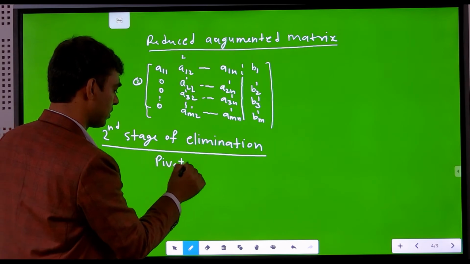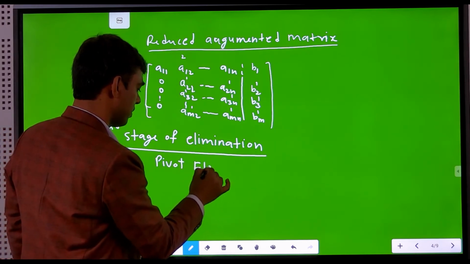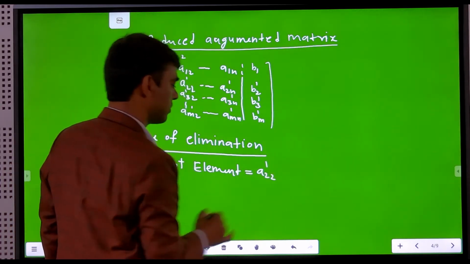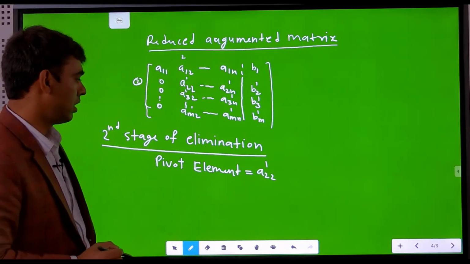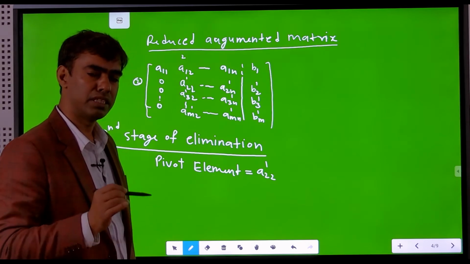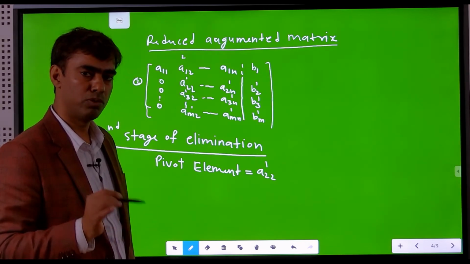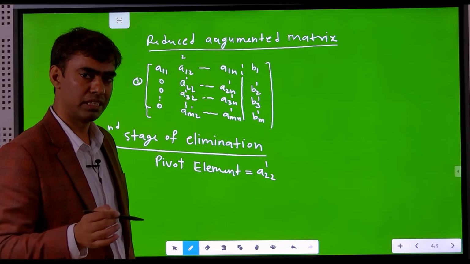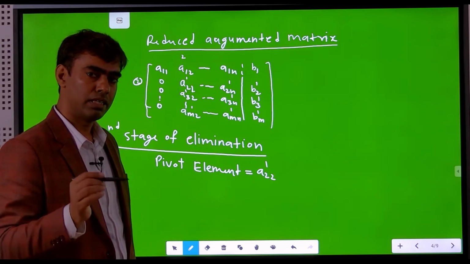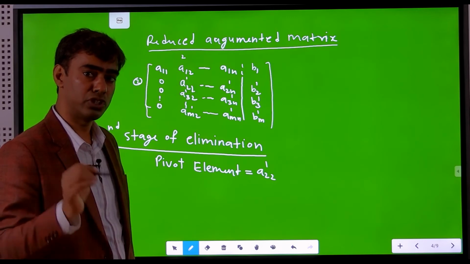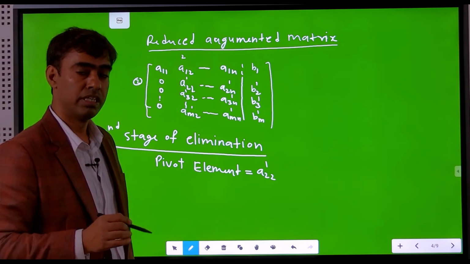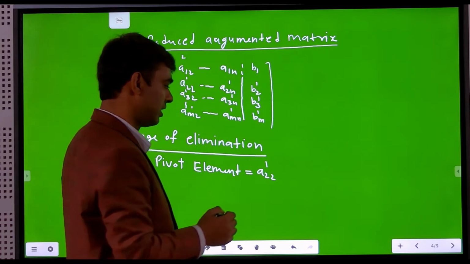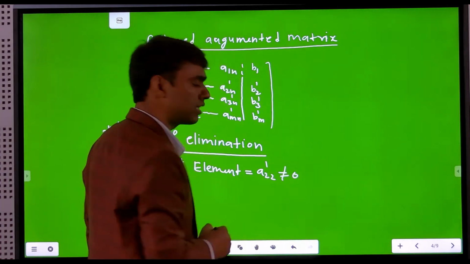So the pivot element becomes A22 dash. Here also, in each stage of elimination, it is necessary in the Gauss elimination method that the pivot element does not equal 0. If at any stage of elimination the pivot element equals 0, then we perform either partial pivoting or complete pivoting to ensure that the pivot element does not equal 0. If we are unable to ensure that, then we are unable to apply the Gauss elimination method. Here we assume that this one does not equal 0.